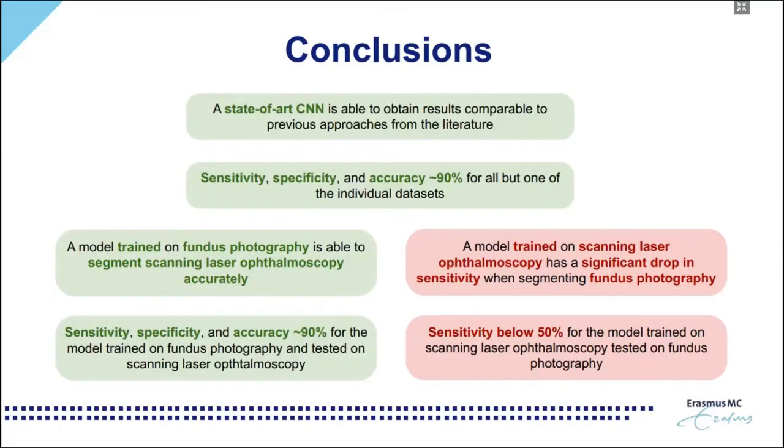To summarize, a general-purpose state-of-art CNN is able to obtain results comparable to previous approaches from the literature. The sensitivity, accuracy, and specificity of the model is around 90% for all the individual datasets in the best number of patches and patch size configuration.